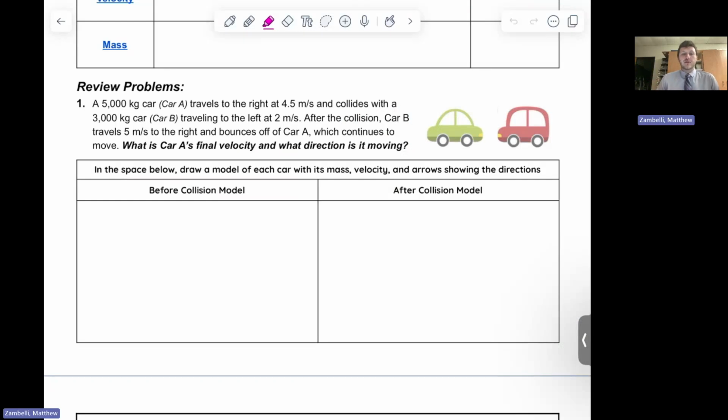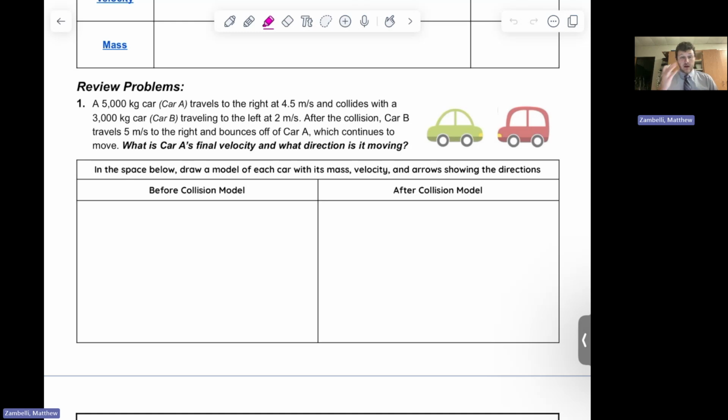So in the first review problem, it says a 5,000 kilogram car A travels to the right at 4.5 meters per second and collides with a 3,000 kilogram car B, traveling to the left at 2 meters per second. After the collision, car B travels 5 meters per second to the right and bounces off car A, which continues to move. What is car A's final velocity and what direction is it moving?